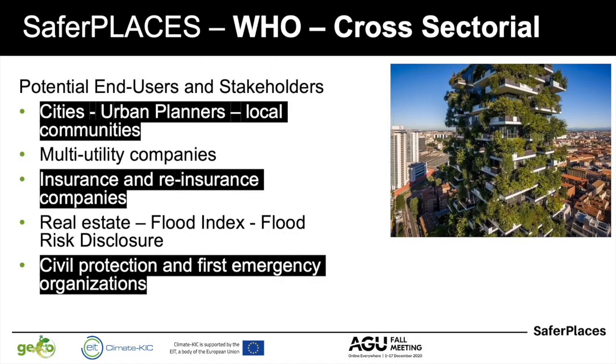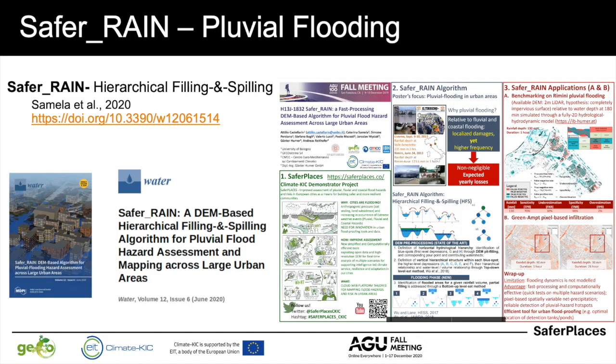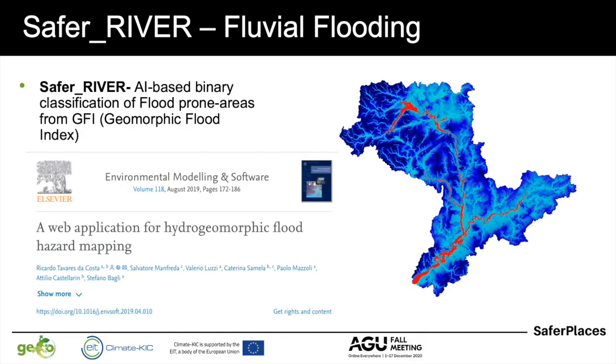The Safer Places platform can support multiple stakeholders and end users in designing flood climate resilient cities through the simulations of multiple mitigation and adaptation projects and scenarios. The intelligence behind the Safer Places platform integrates innovative FASTM-based flood hazard and Bayesian damage assessment models, able to provide results in real time exploiting the power of cloud computing.